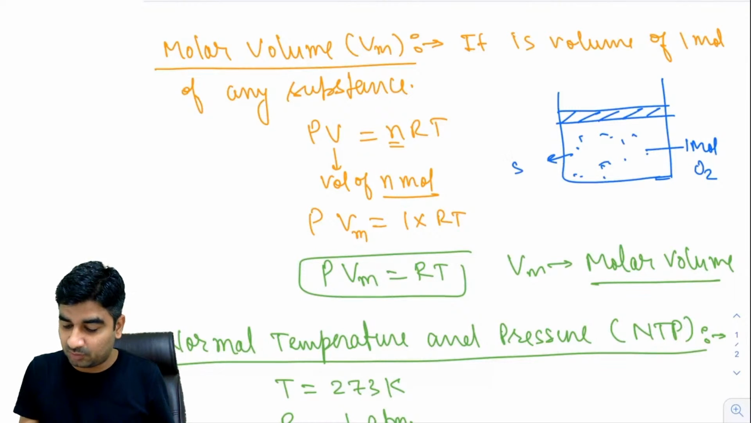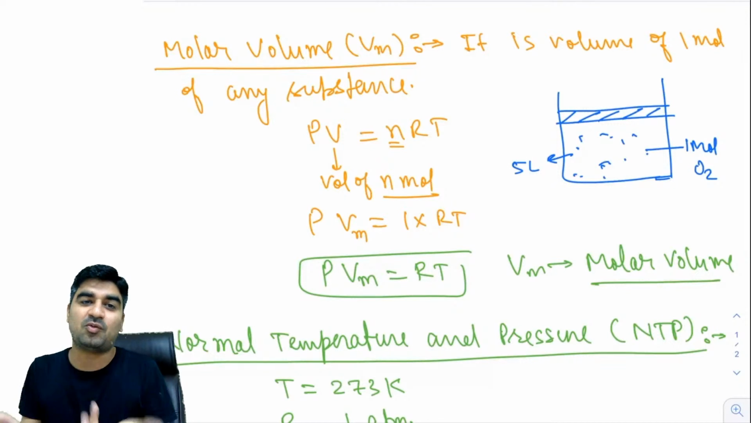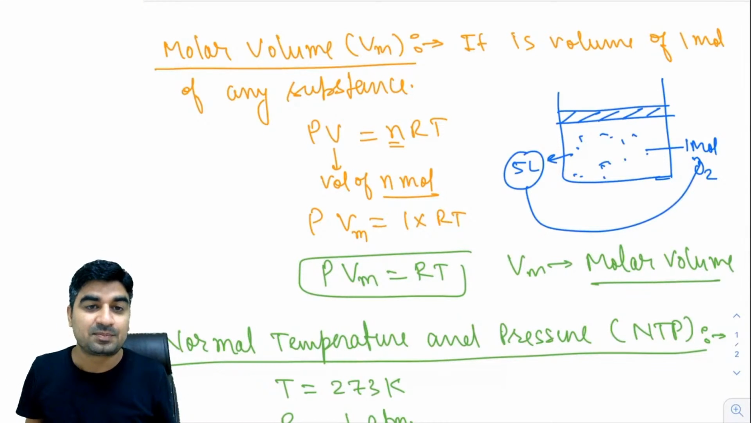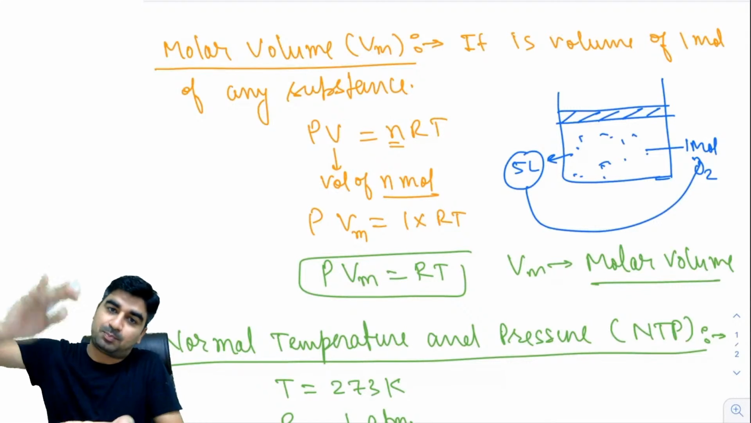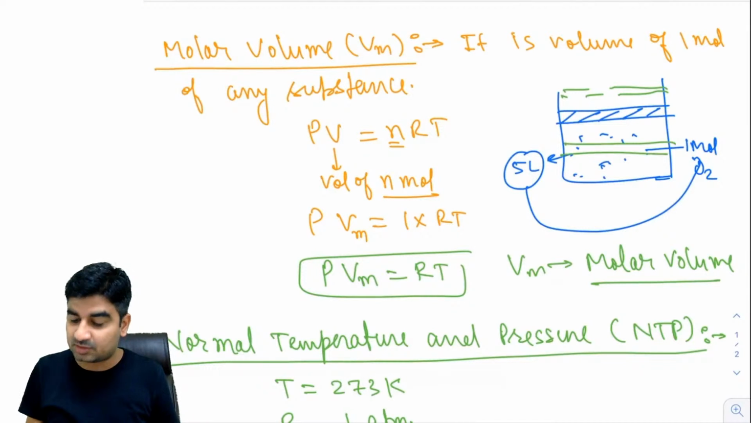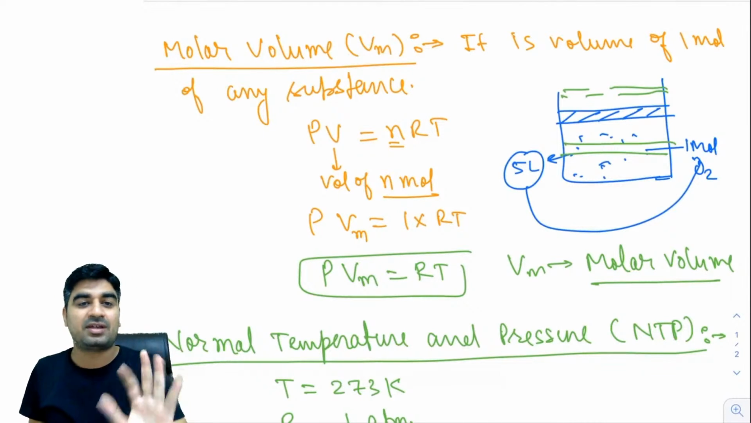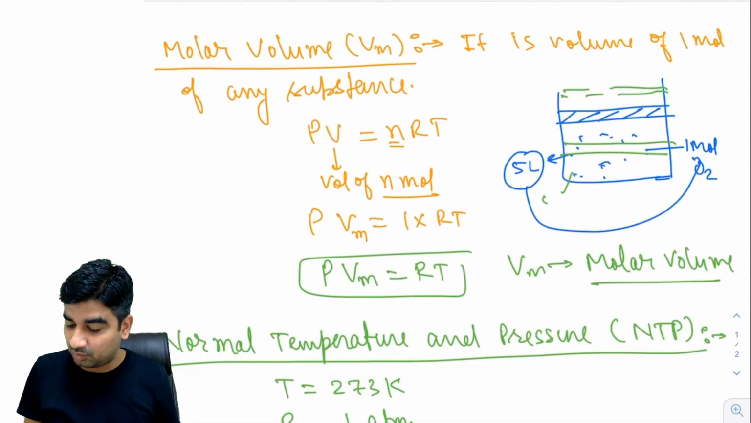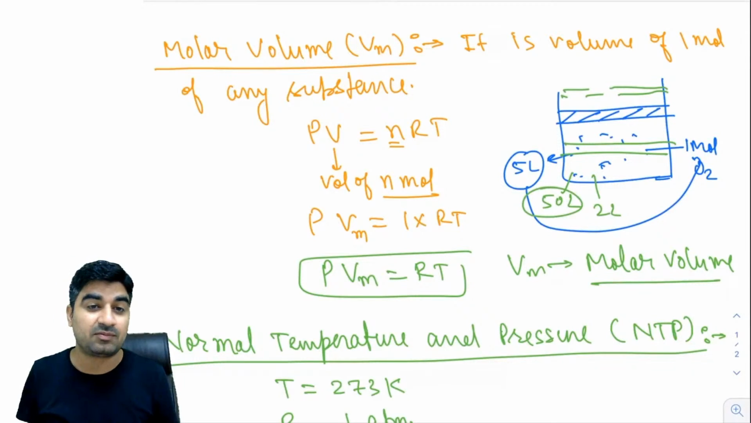So right now its volume is 5 liter. So now 5 liter is the volume of 1 mole, so it is molar volume. But what you can do is push it or pull it. If you push it or pull it, you can increase or decrease its volume. In either case, it will be called molar volume. So it can have a molar volume of 50 liter, or 2 liter. More than 5, less than 5.